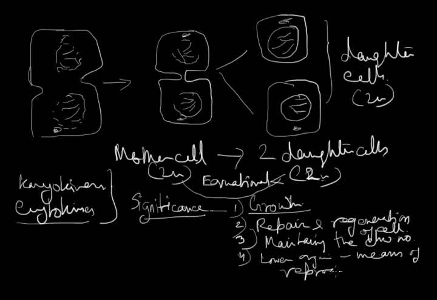So these are the main significances of mitosis. One is growth of the organism, repairing and regenerating of cells. It also helps maintain the chromosome number constant. And finally, in lower organisms, it is the means of reproduction. So today, in this segment, we have discussed mitotic cell division in animal cells through karyokinesis and cytokinesis, as well as the significance of mitotic cell division.